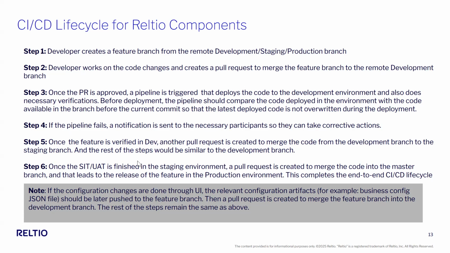And once the feature is verified in dev after deployment, another pull request can be created to merge the code from development branch to staging branch, right? And the rest of the steps would be similar to the development branch.